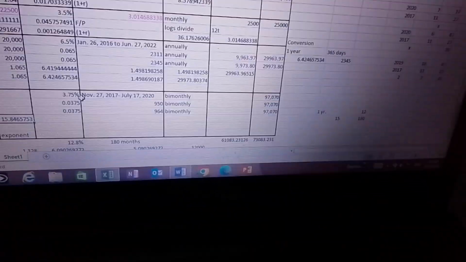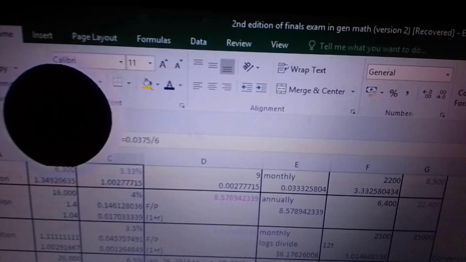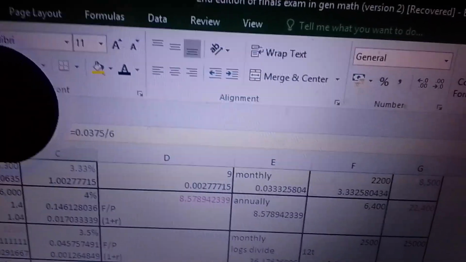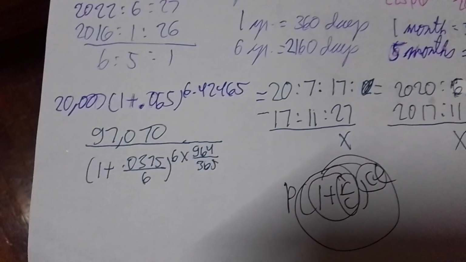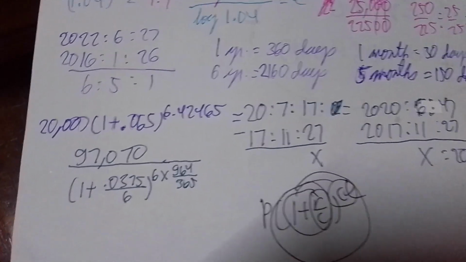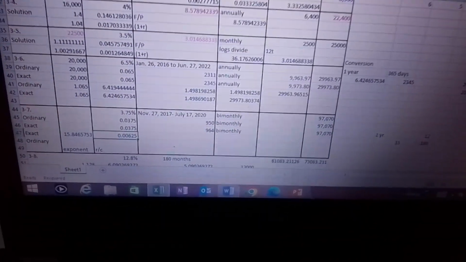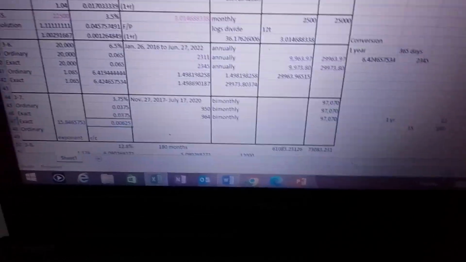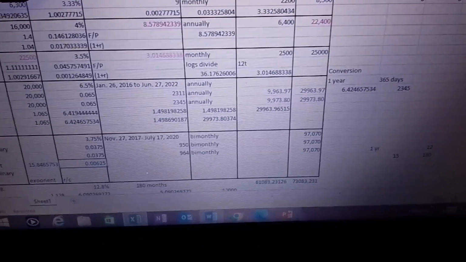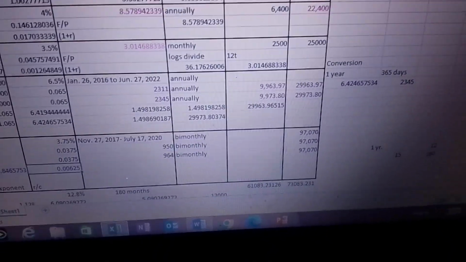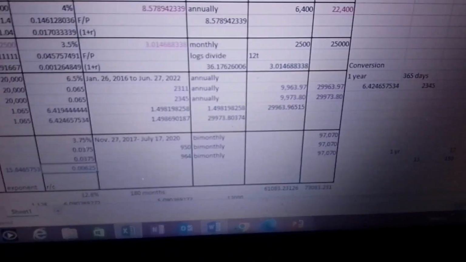And then from there, what I did here is 0.0375 divided by 6. If you look at this one, that is R divided by C. So I'll just put here R divided by C, so that we already know that this is the rate divided by the compounding period. And when we do that, we get 0.00625, because that's 0.0375 divided by 6. Right?